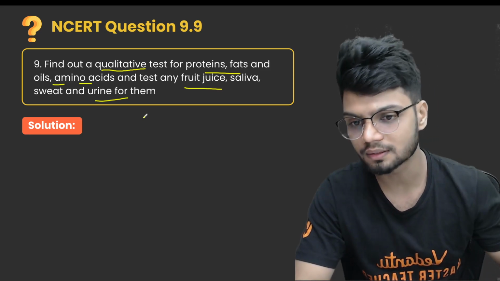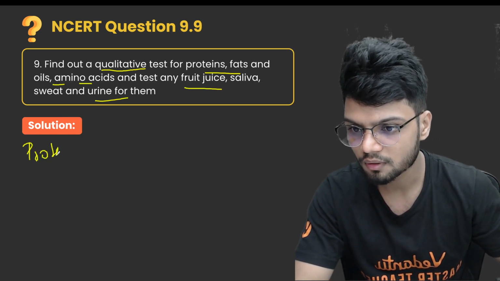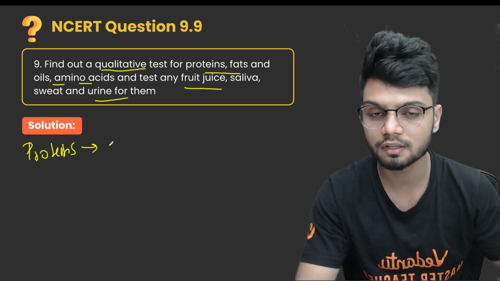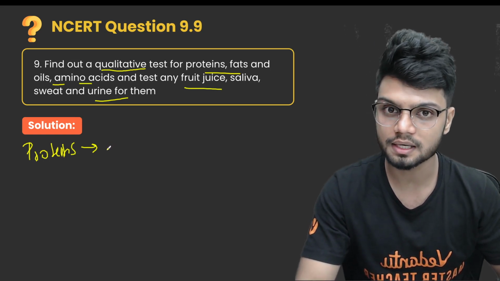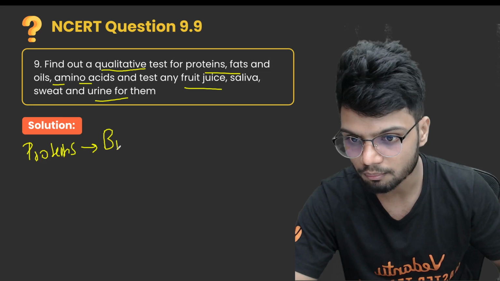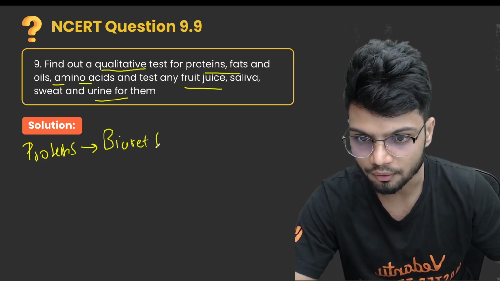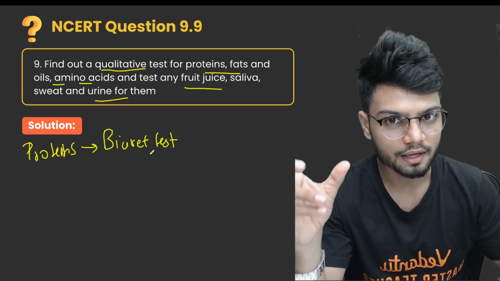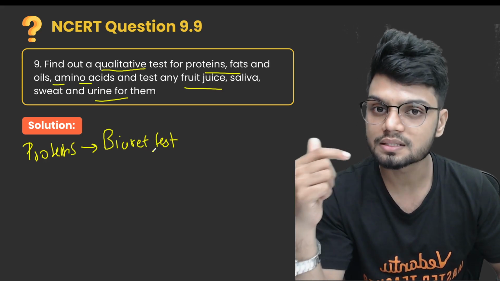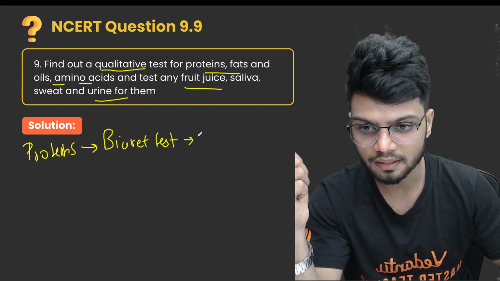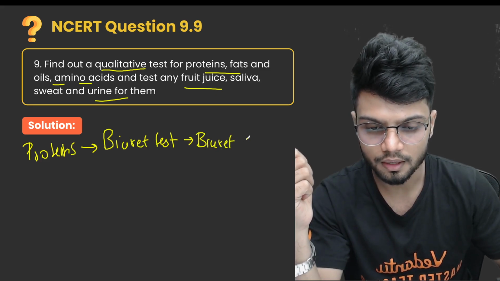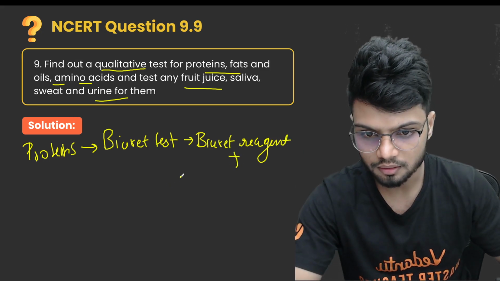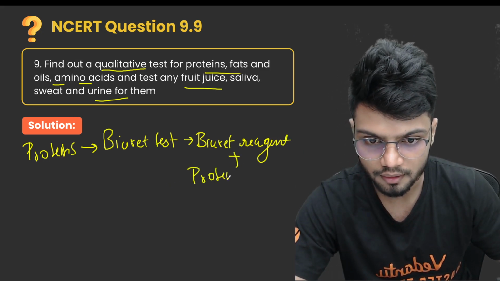Now let's start with the first one, that is protein, right? Test for proteins. There's one standard test for proteins, that is the biuret test. There are many other tests, but we'll be sticking with the most standard test, the biuret test. So what exactly do we do in the biuret test? Let me write that down first, and then we will explain whether the particular substance has protein or not. In the biuret test, we take biuret reagent plus the protein, right?